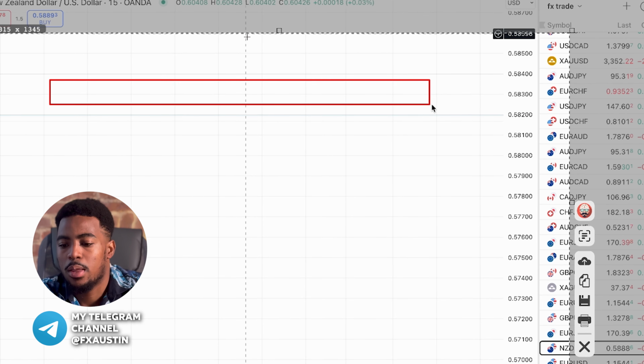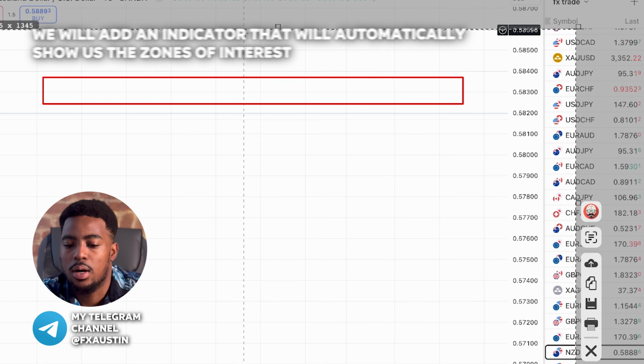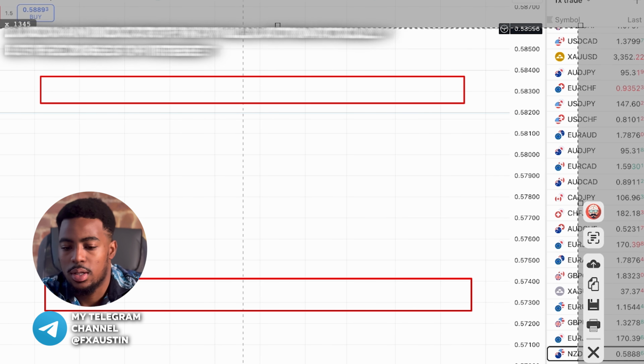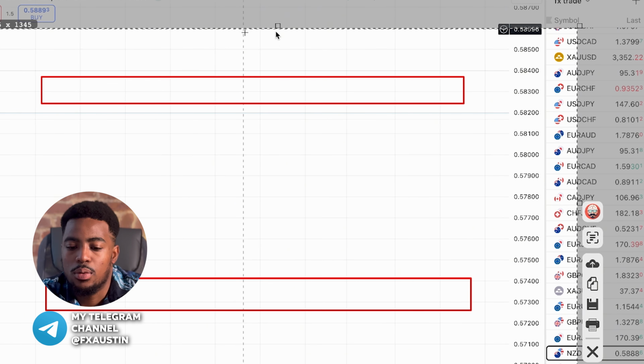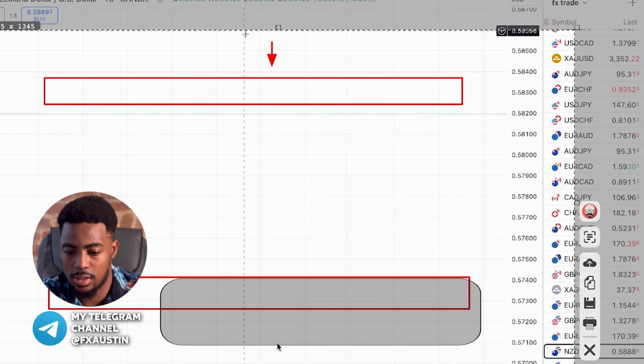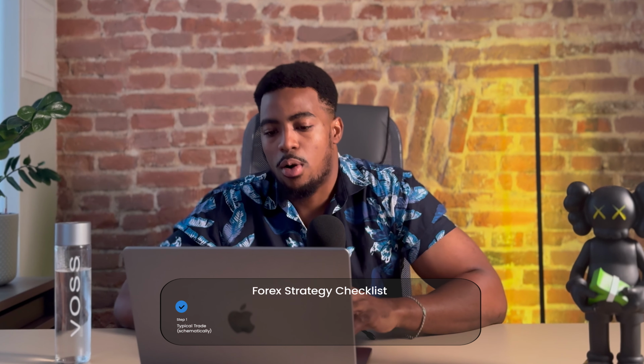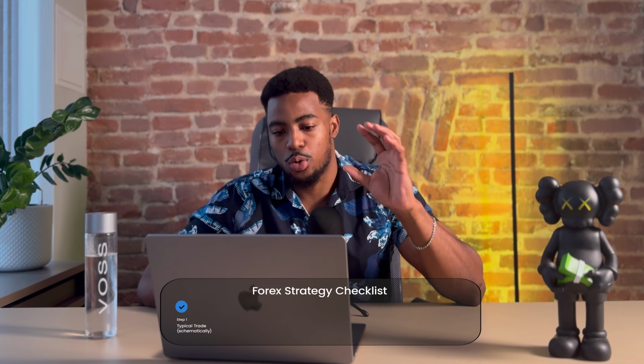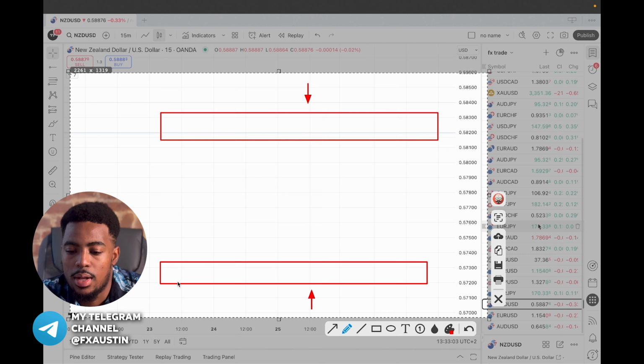First, friends, we will add an indicator that will automatically show us the zones of interest. For example, we will sell from the resistance zone and buy from the support zone. And all of this will be outlined by the automatic indicator, so you won't even have to worry about making any mistakes. Let me also sketch out how an upward trend looks from the lower boundary.